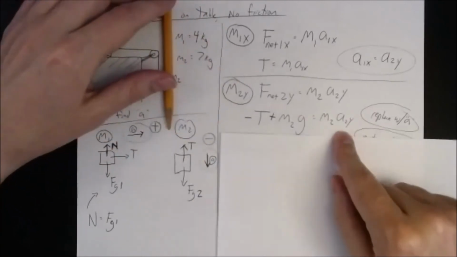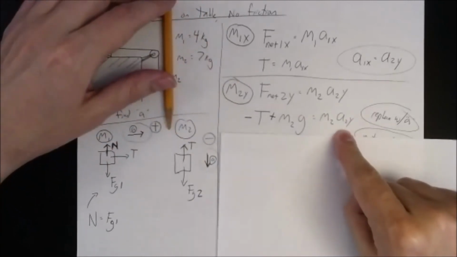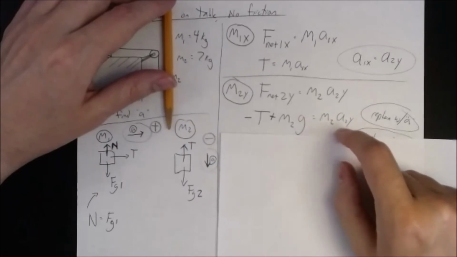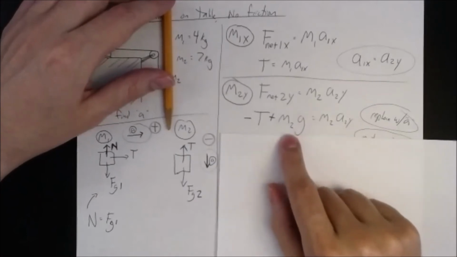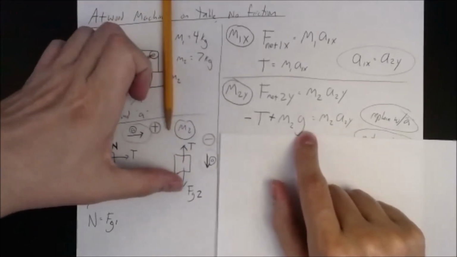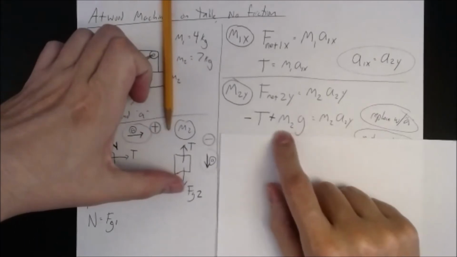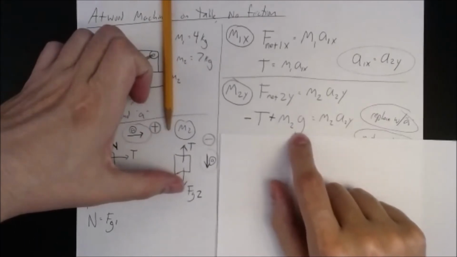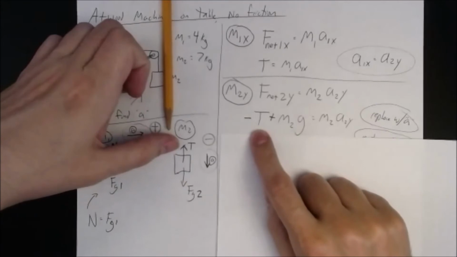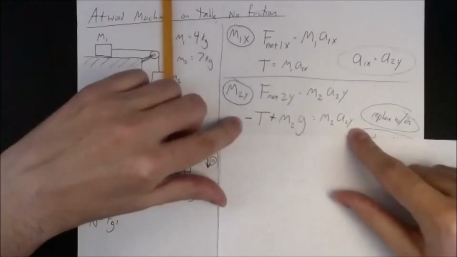That actually lets me leave my acceleration positive, and then my positive force is m2g, my mass times my force of gravity. That's my positive force. My tension is my negative force in that case. So I get this equation.